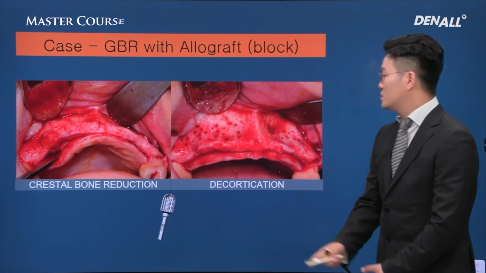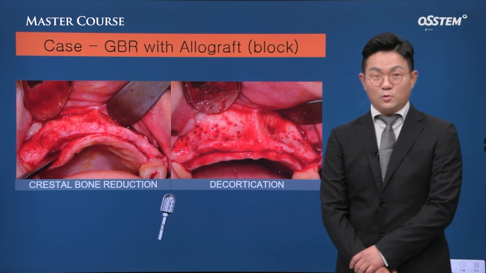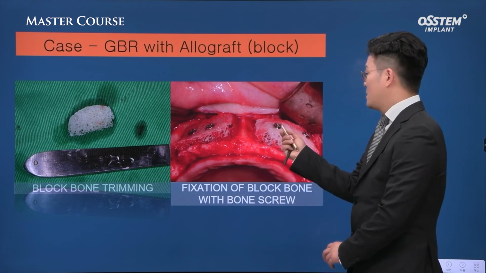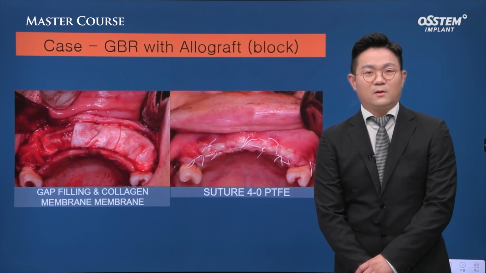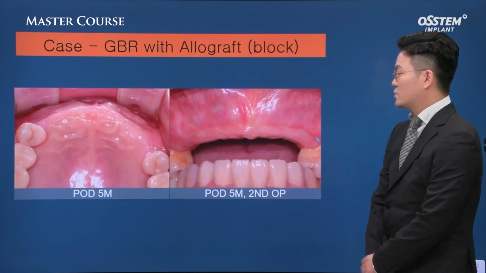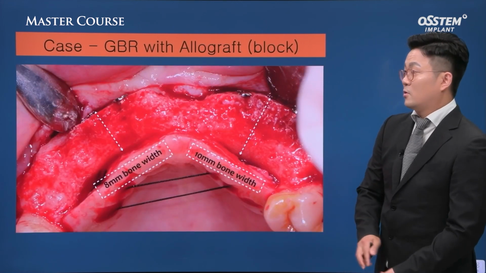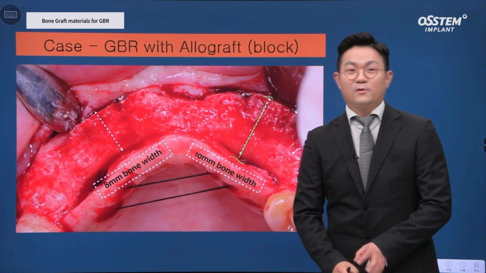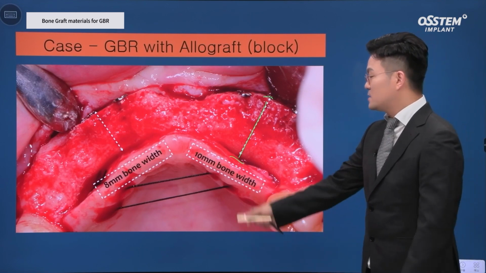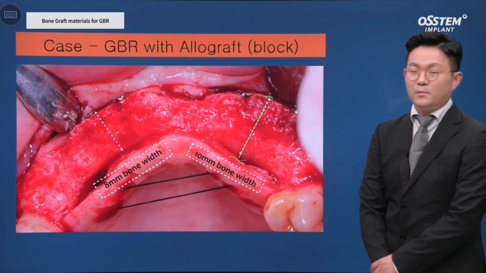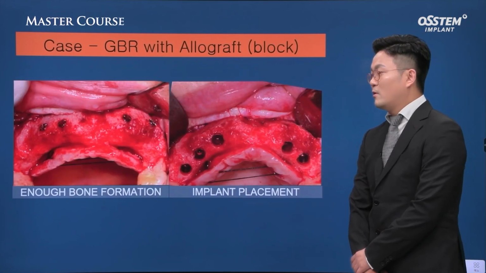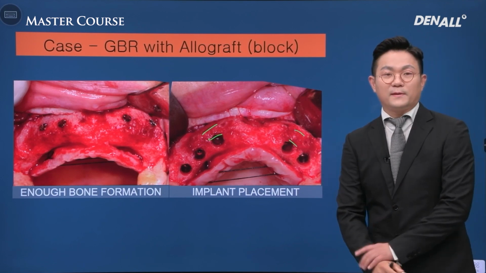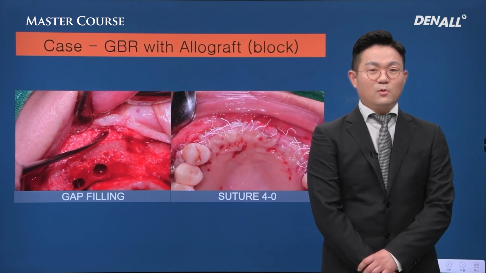A flap was raised and decortication was done for better blood supply. So the allograft block was grafted and fixed with bone screws, and it was covered by membrane and sutured, and implants were placed at 5 months after the bone was formed. So you may think allograft works really excellent. 10 mm bone width ensures placement of 4 mm implants, and 4 mm or more bone was observed at the time of placement, and the gap was filled.